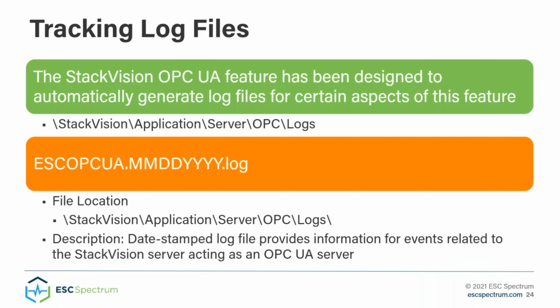Then, if you've done that step but you still have an existing issue, we have log files that you can refer to. They're designed to automatically generate log files for certain aspects of this feature, and I've provided the location of that. These timestamp logs provide information for events related to the StackVision server, acting as an OPC UA server.